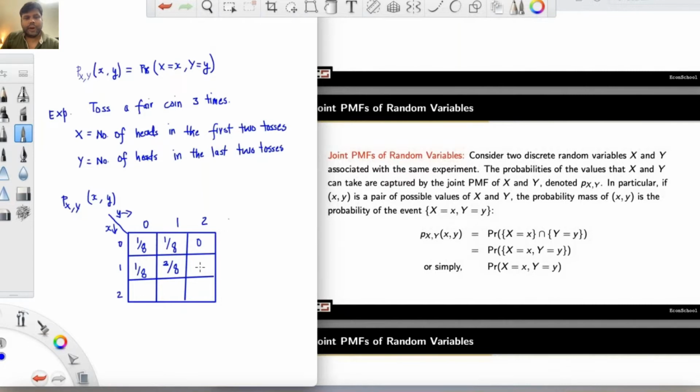What about this one? You want one head in the first two tosses and two heads in the last two tosses. This is only possible if you get tails in the first toss followed by two heads. The probability of that is 1 by 8. Okay. What about this one?